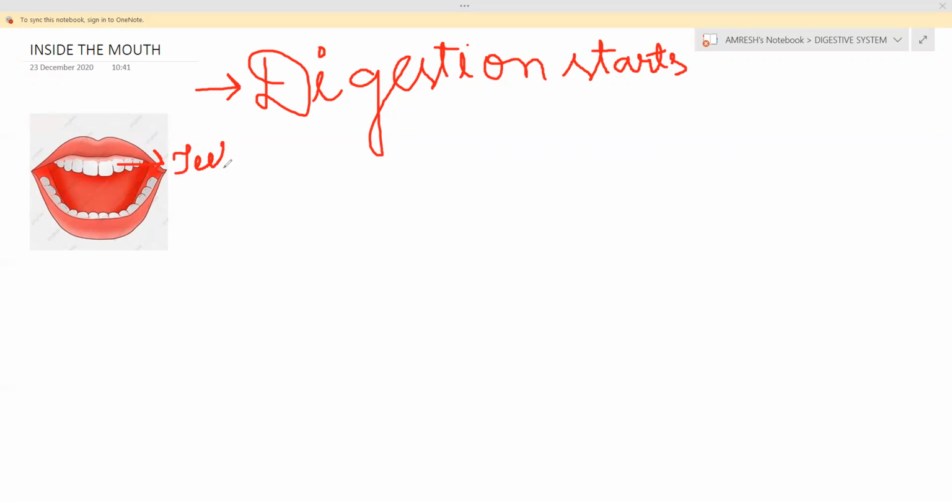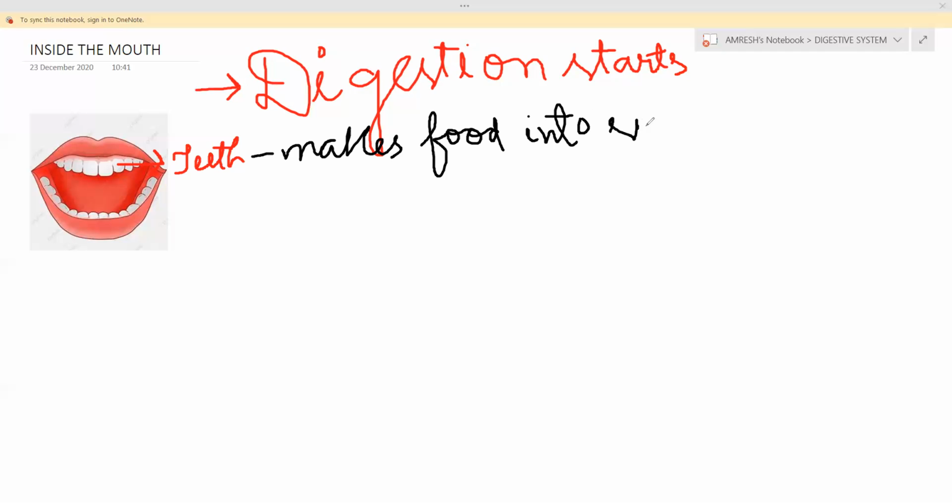The teeth help in mastication, that is chewing of food, and break it into small pieces. These functions of the teeth are very important. They make food into small pieces by the process of chewing.